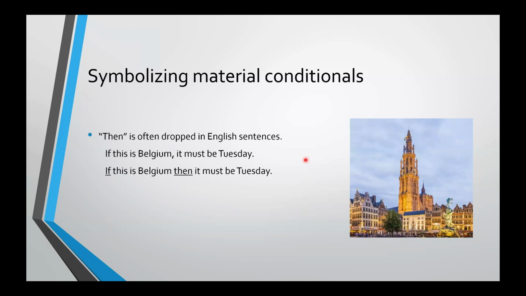In English sentences, and if you look back at the slides, there have been several examples of this already, then is very often dropped. So, if this is Belgium, it must be Tuesday. When you paraphrase this, it's going to turn into, if this is Belgium, then it must be Tuesday, because the then here has been omitted.